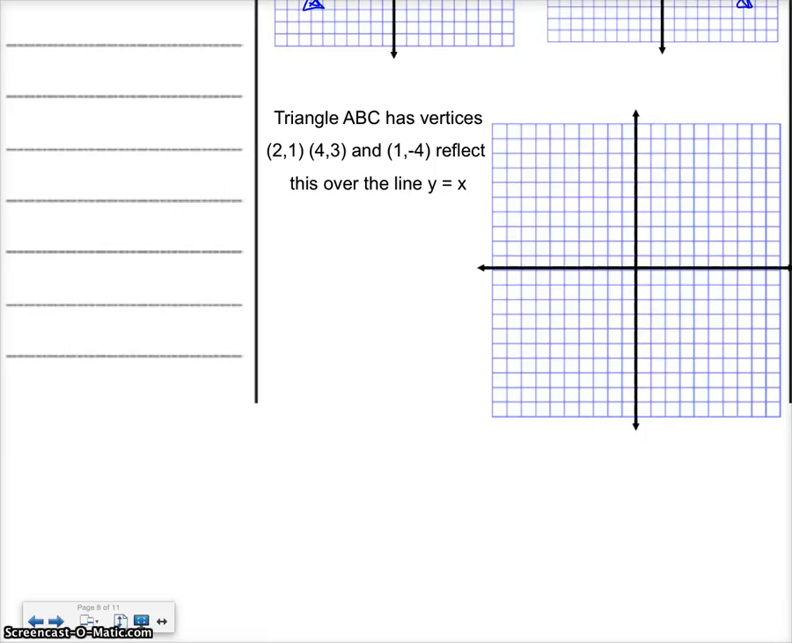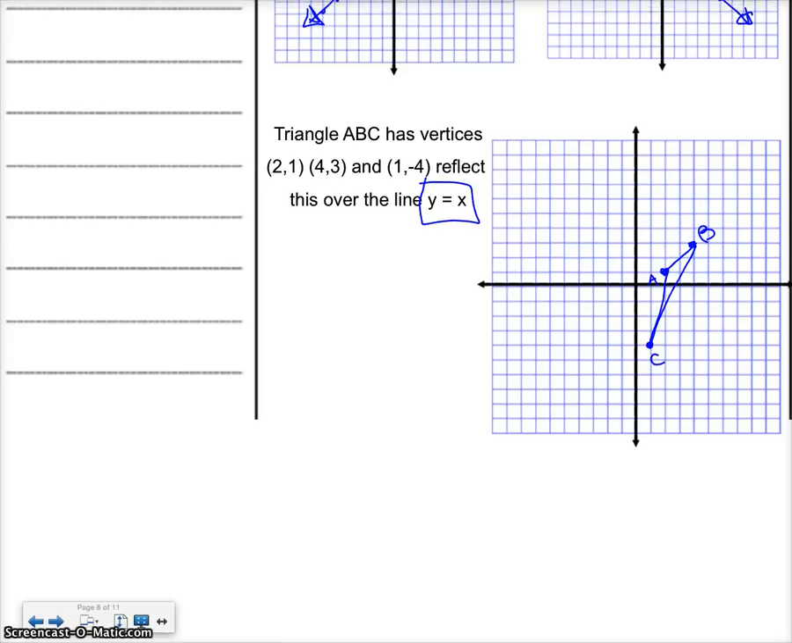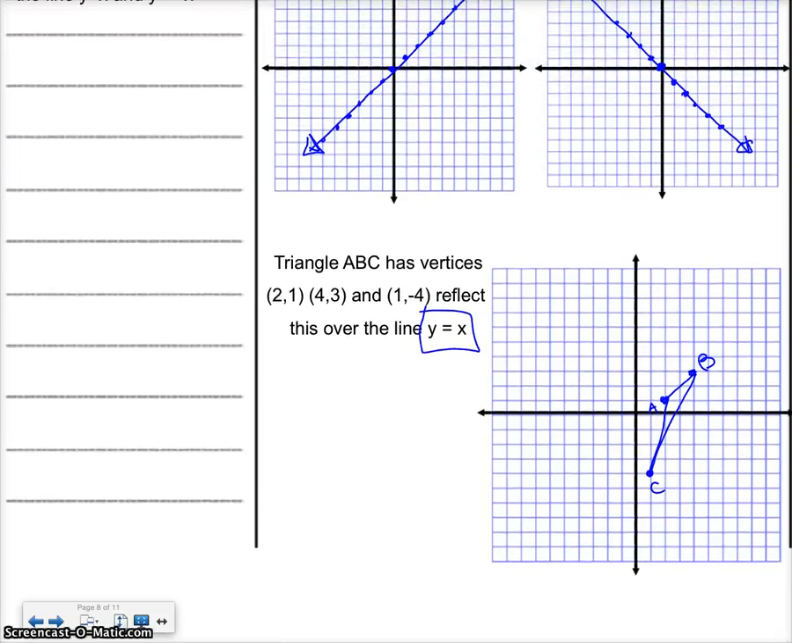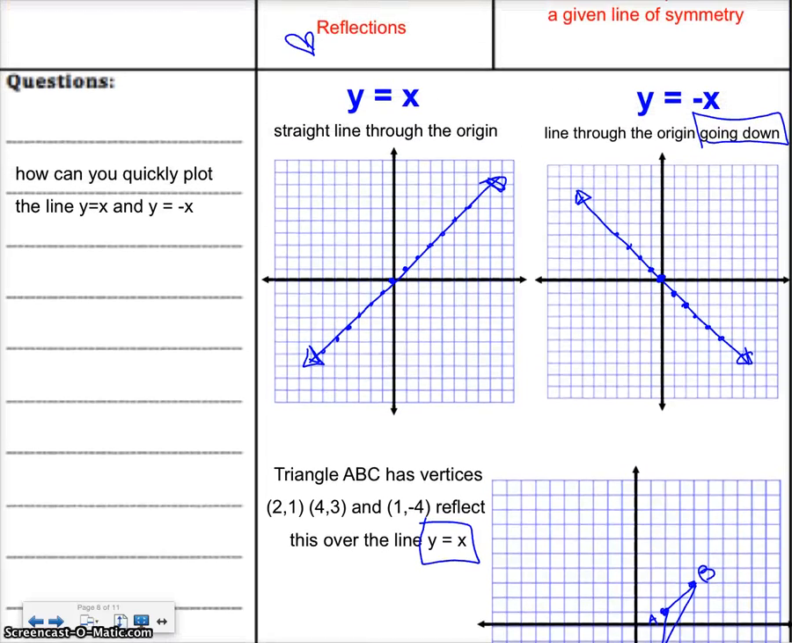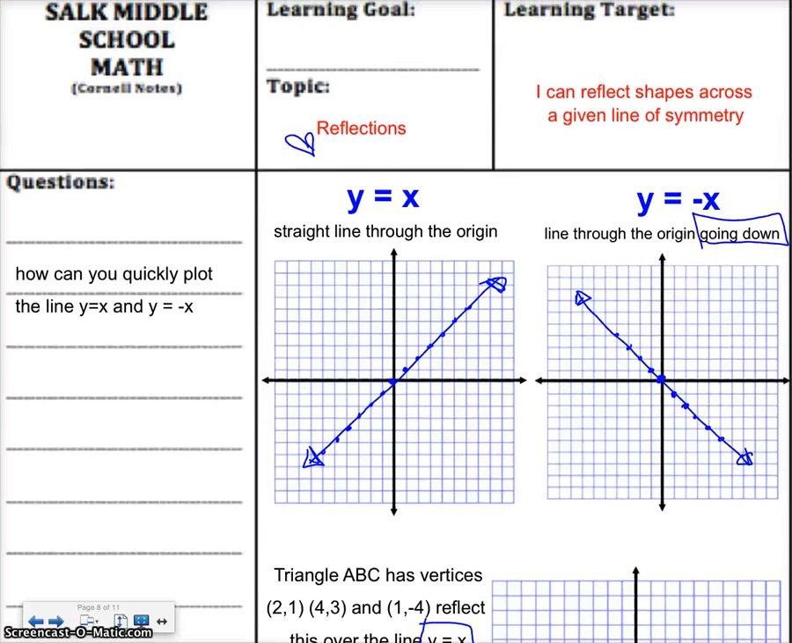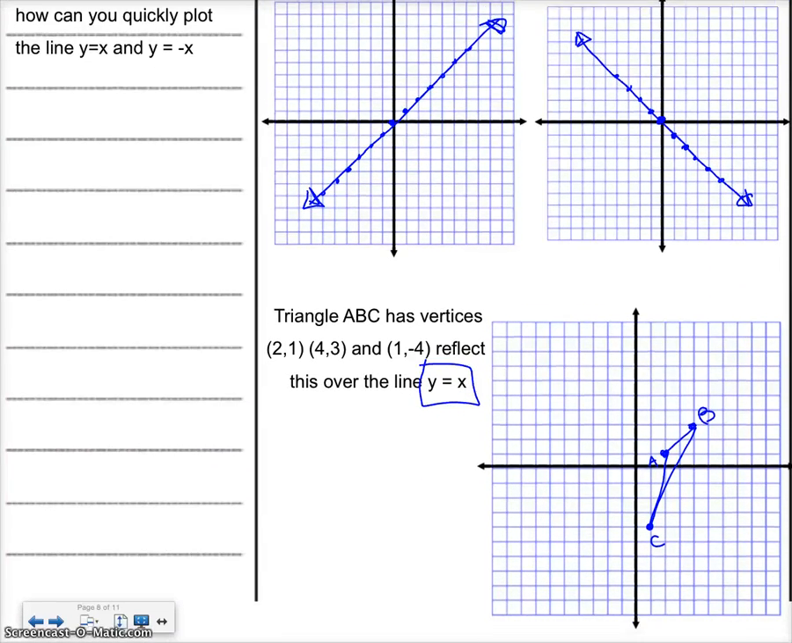So I'm going to pause the video and take a minute and graph. Okay, so I went ahead and graphed triangle ABC, and I noticed that I want to reflect over the line y equals x. So I need to create that line. Y equals x, if you forget, it's the first one, through the origin that goes up. So I want to create the line through the origin that goes up. So I will do that. I'm going to make it red.